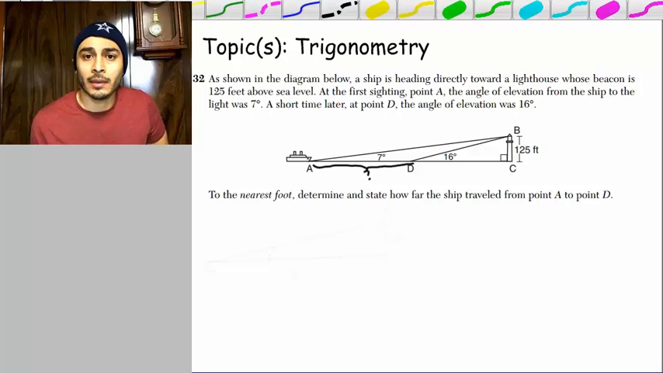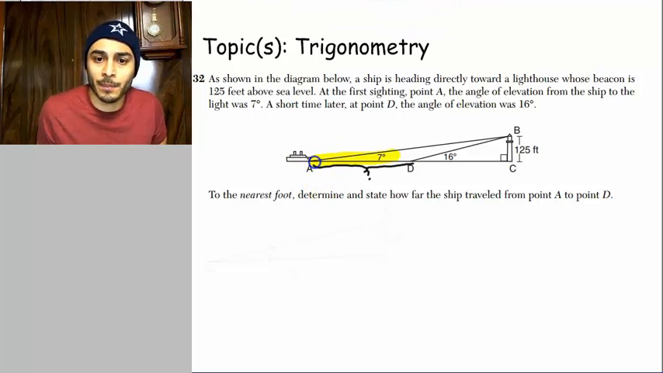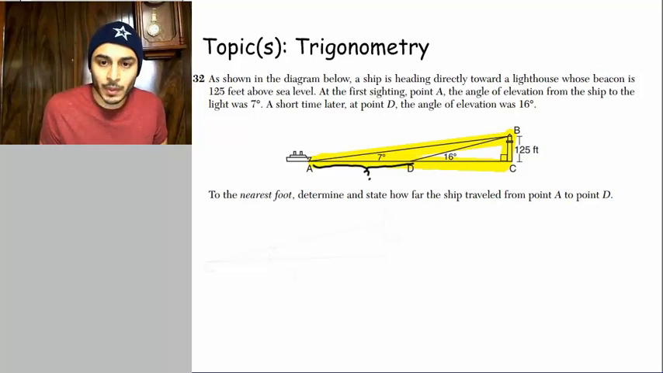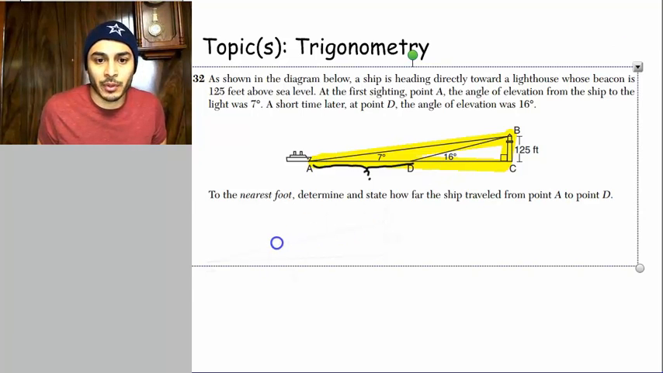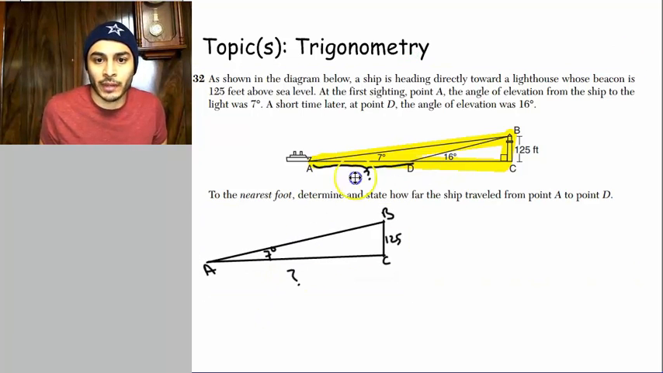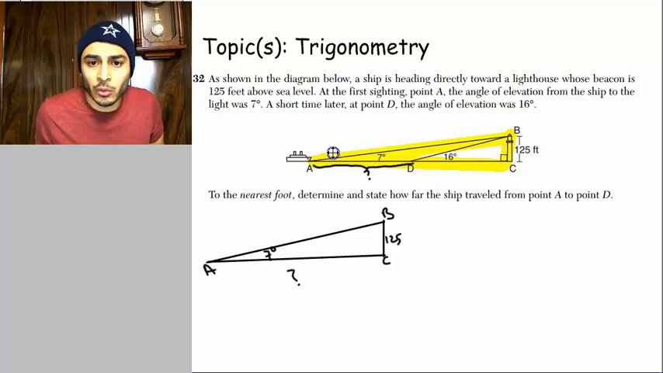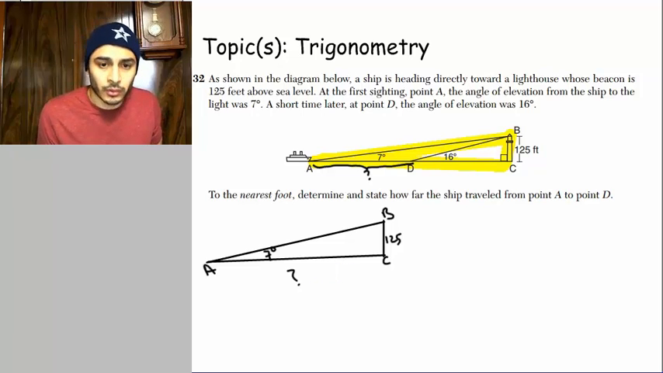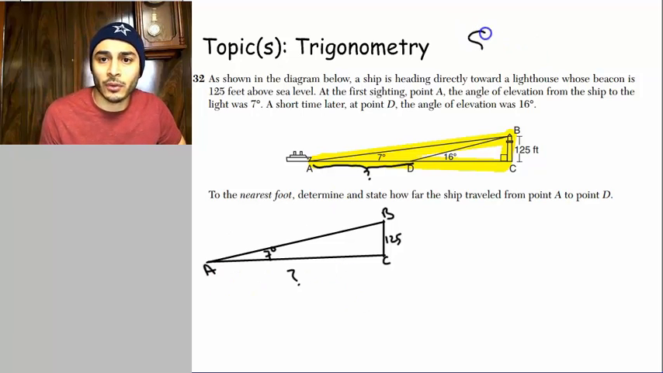So to answer this question, what I did is first, I visualized this as one big right triangle. And I'll just go ahead and draw that separately for you right over here. So that's just one big right triangle. And I'm going to use that big right triangle to find the missing side AC. So now to find AC, you're going to have to use a trig ratio.